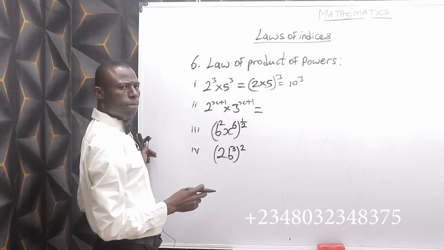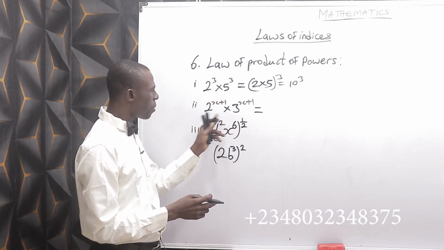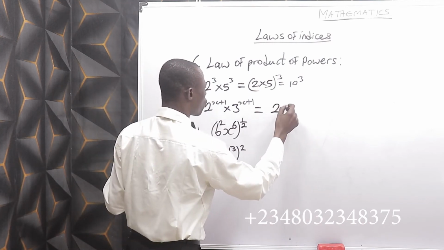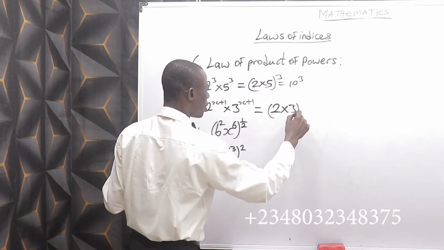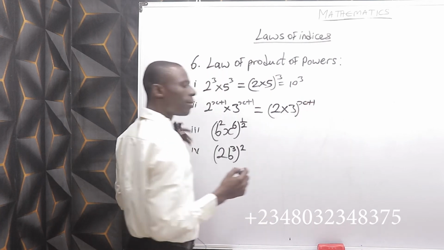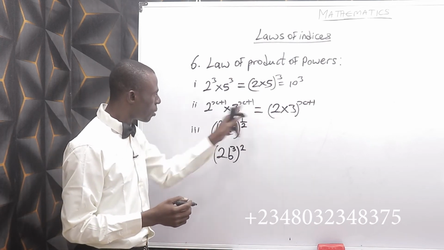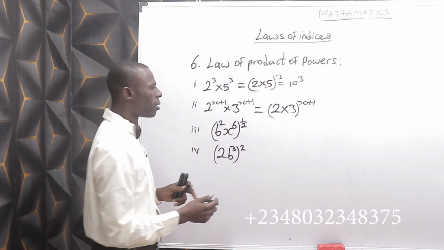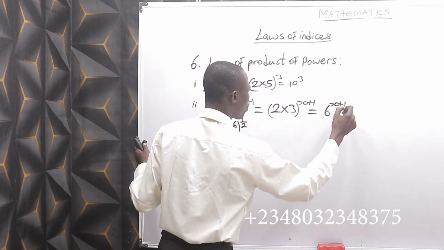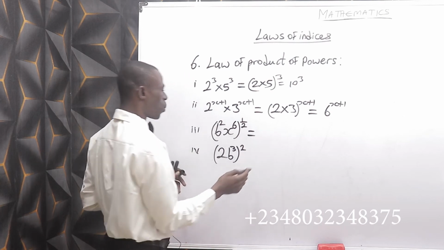What of this? You can see that the powers here are also the same, but the base numbers are different. That doesn't mean anything. We can multiply the two base numbers together, and the product will sustain the same power. Do you understand? 2 times 3, and it will sustain the same power. So this will be 6 raised to the power x plus 1. That is it.